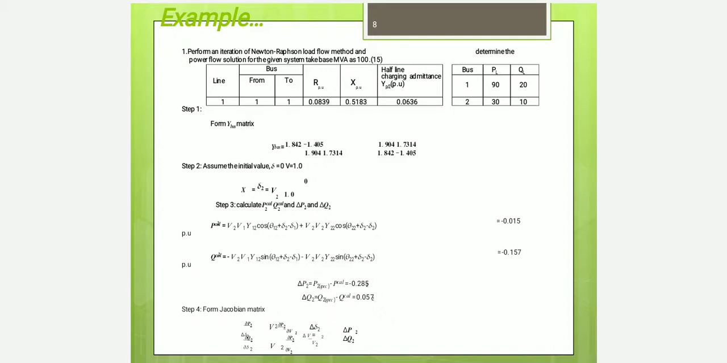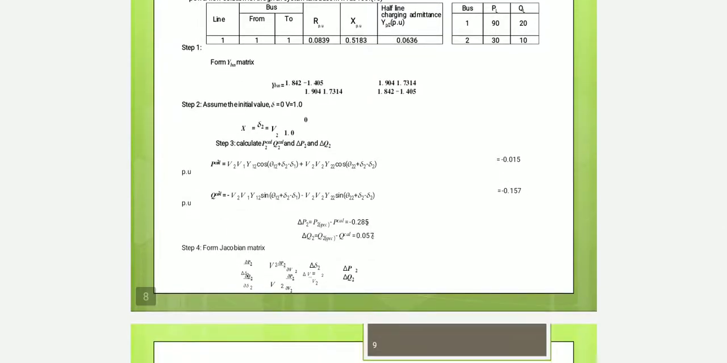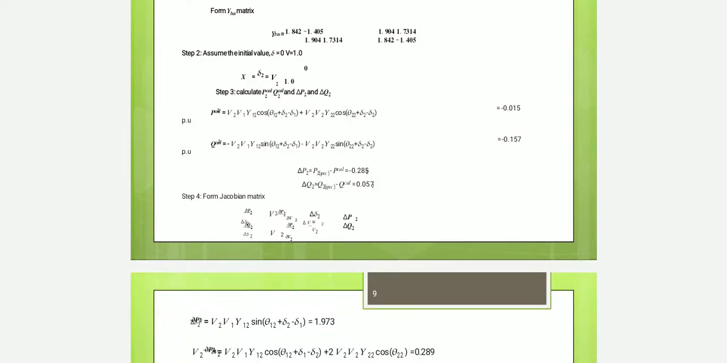In the third step, you need to calculate the value of both active power and reactive power for both the buses. Those will be taken as the calculated value of active power and calculated value of reactive power, P2 calculated and Q2 calculated. Similarly, you need to calculate ΔP2 and ΔQ2. In step 4, you need to calculate the value of the Jacobian matrix. That is, you need to calculate ∂P/∂δ and ∂Q/∂δ. You need to calculate all the four things which are present in the Jacobian matrix. That includes step 4.